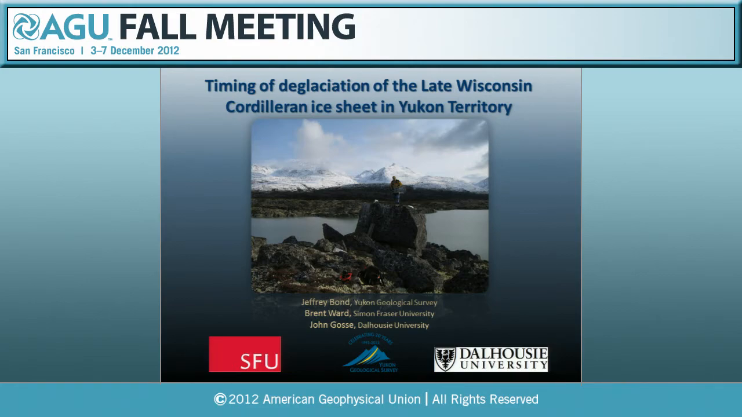Today I'd like to share with you some new dates that we have from the Yukon Territory that describe the deglaciation of the Cordilleran ice sheet in that region. I'd like to acknowledge my co-authors, Brent Ward from Simon Fraser University and John Goss from Dalhousie.